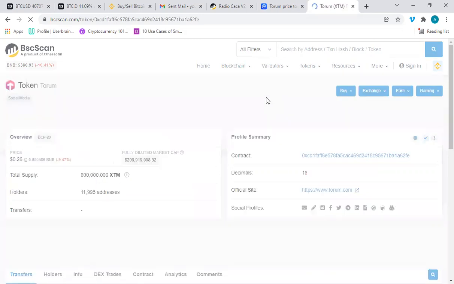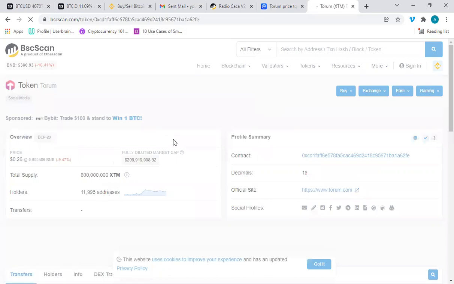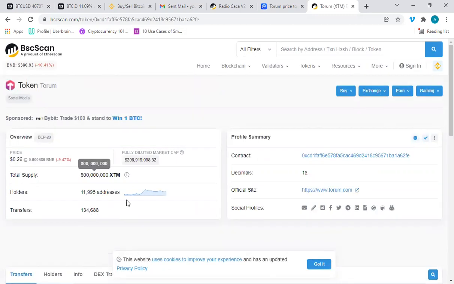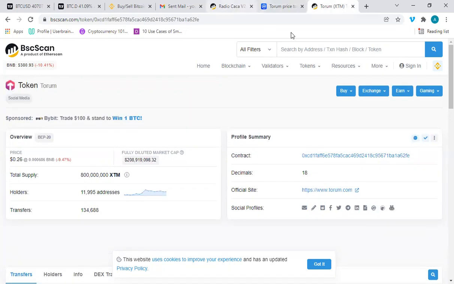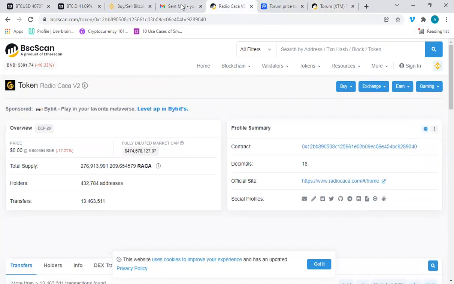I want to compare the addresses. You can see the others is 11,955. It shows that if you are comparing usage, this coin has been more used and traded than this coin. You can see the differences in the address. So that's the thing you should check. That's one of the things.